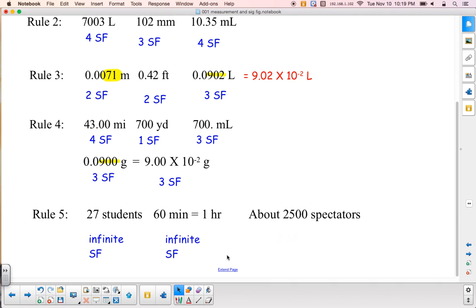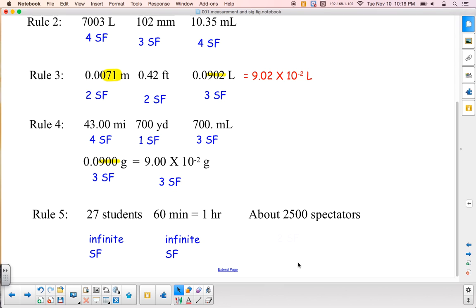Do not, however, fall into the trap of believing that all whole numbers have infinitely many significant figures. There are often times when we estimate about how many of something we have, and we didn't actually count in every individual item. For example, if we go to a football game on Friday night and we look around the stadium, we might say, there's about 2,500 spectators here.